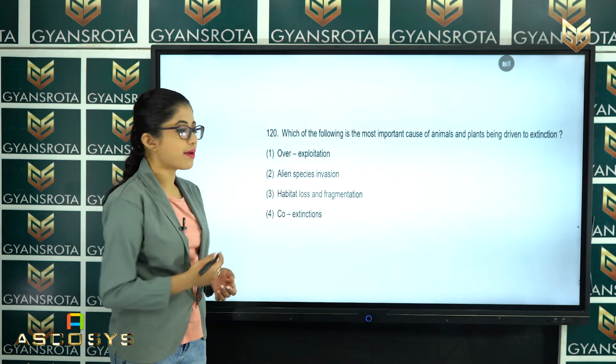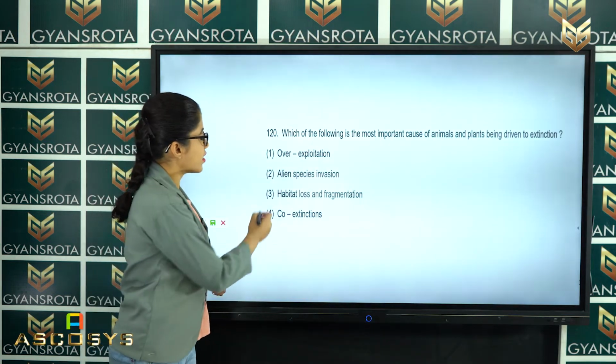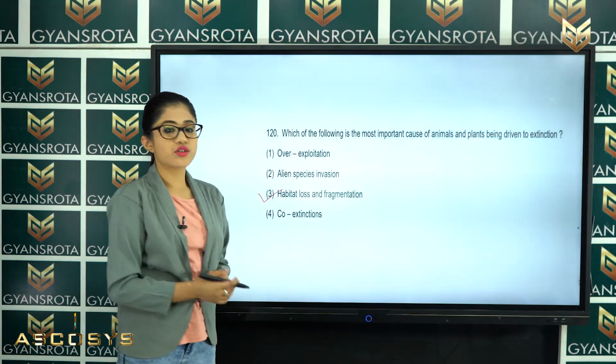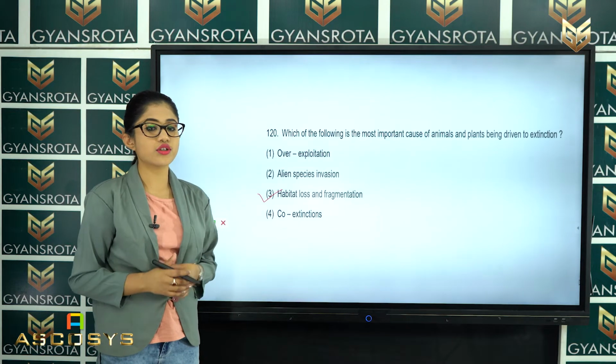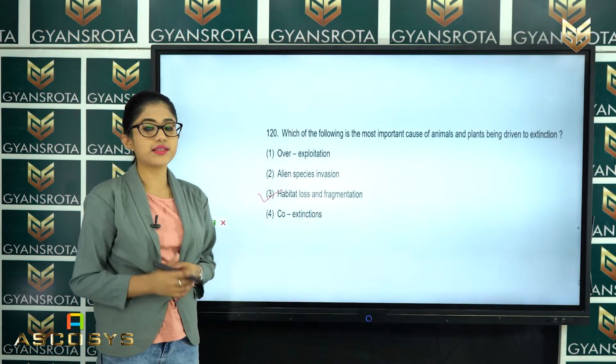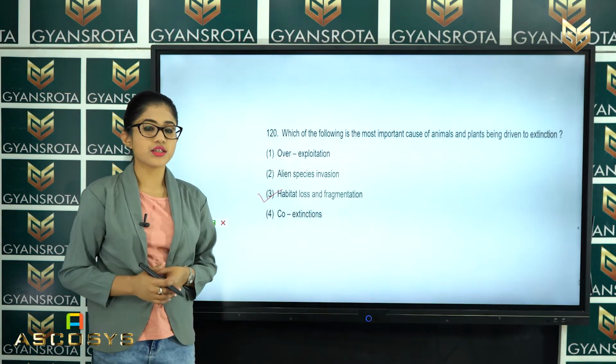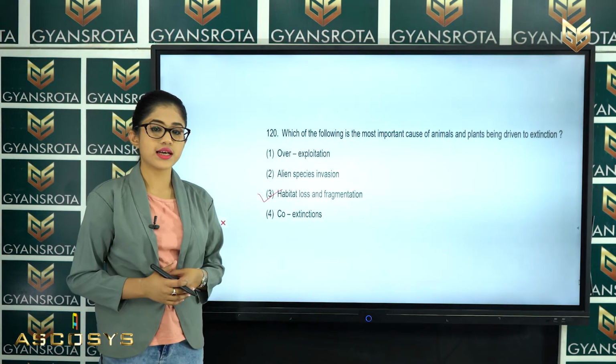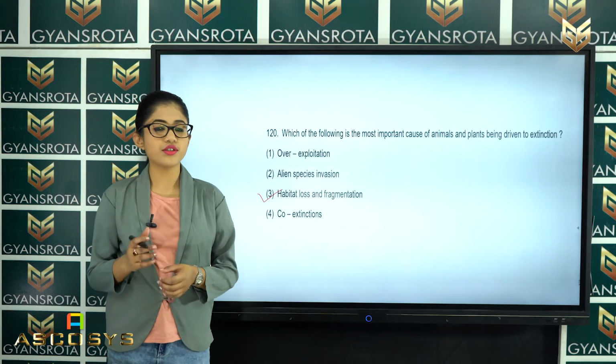So, which among them is the correct answer? That is option number 3, habitat loss and fragmentation. So, this is the most important cause of animals and plants being driven to extinction. In the chapter Biodiversity and Conservation, we have covered this, right? Now, let us move on to the next question.